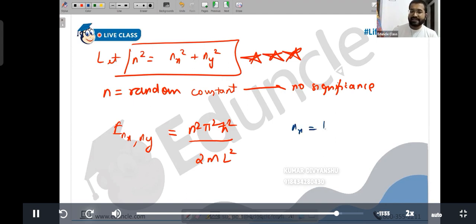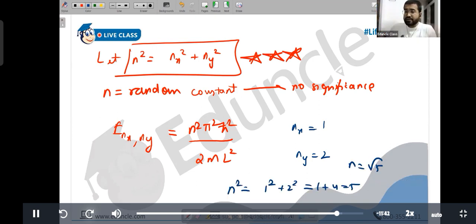Tell me one thing. Suppose I give nx is 1. Suppose I give ny is 2. What will happen to n? N squared is 1 squared plus 2 squared, which is 1 plus 4, which is 5. So n is root 5. Like I said, n has no significance and it's not a quantum number. Clear? It is just a random constant. Nx and ny are the quantum numbers. Write it clearly, please.